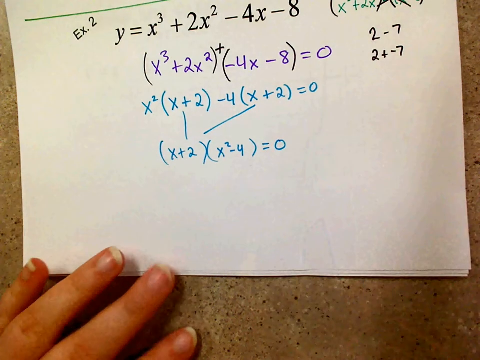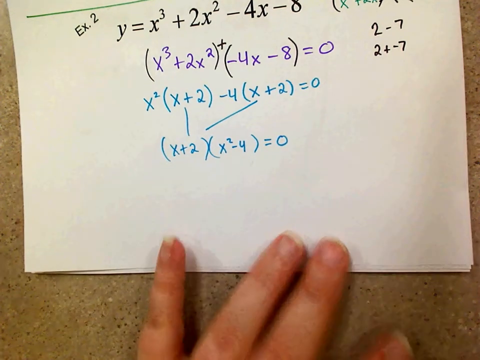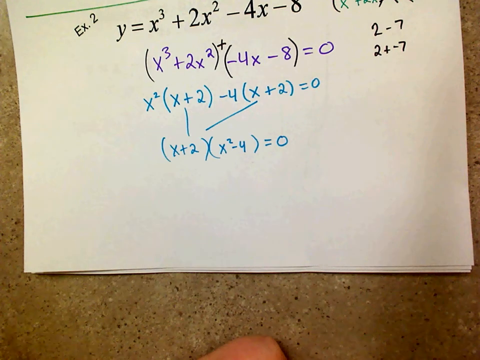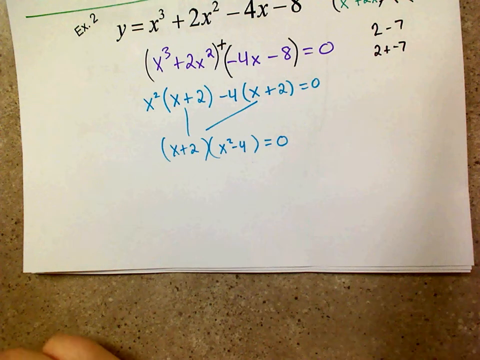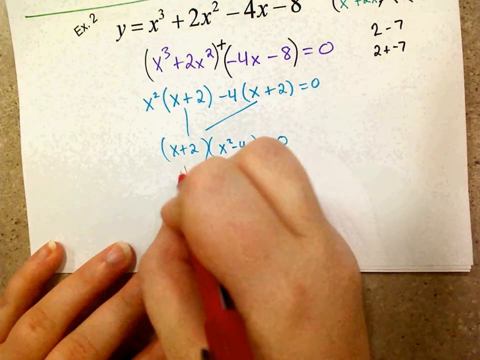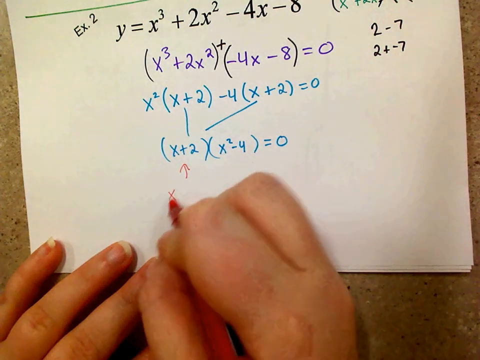Do I care what order you put these in? Can you put x squared minus 4 first? Sure, it doesn't really matter, okay? It's just multiplication. What do you got to do now? You got to solve, right? What does that equal 0? When x equals negative 2.